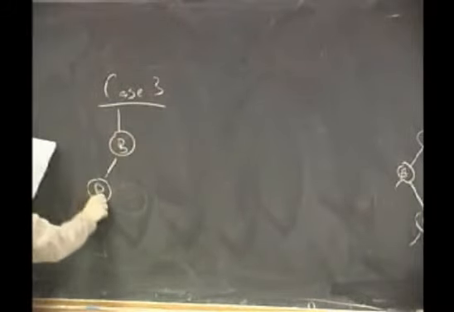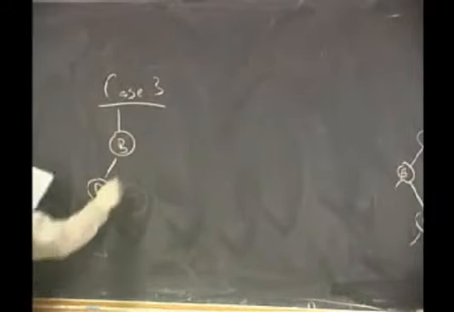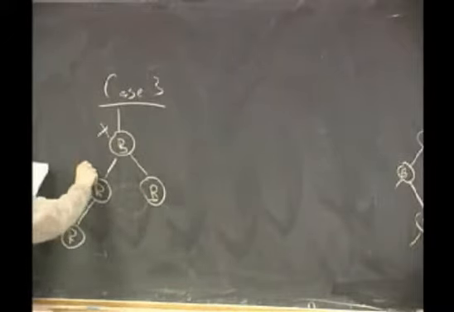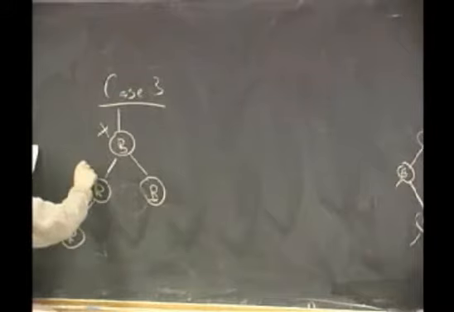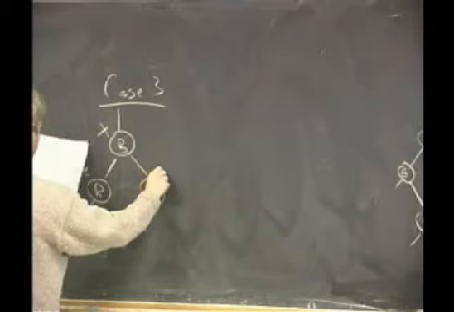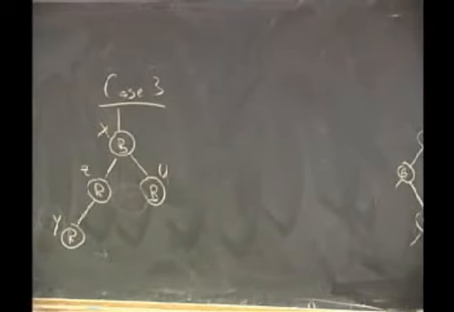Black, red, red, black. X. I'll call it Z, Y, U. This is the case of a black uncle. So it's not the easy case 1. But it's the good case of a black uncle because the direction here is opposite the one here. So we can go ahead and rotate it to the right. And that's what we're going to do.